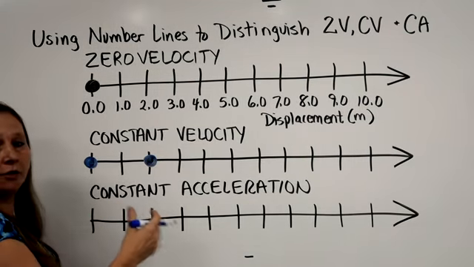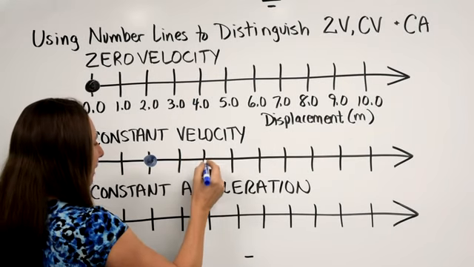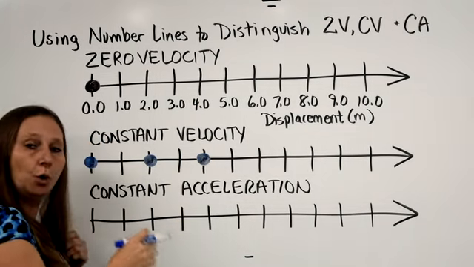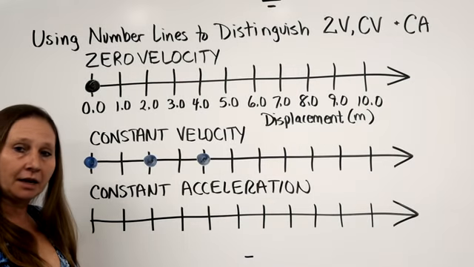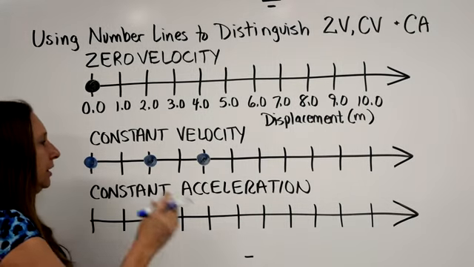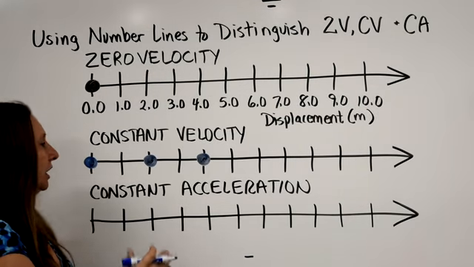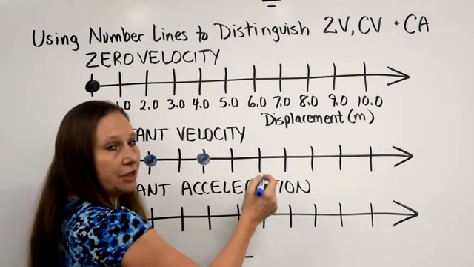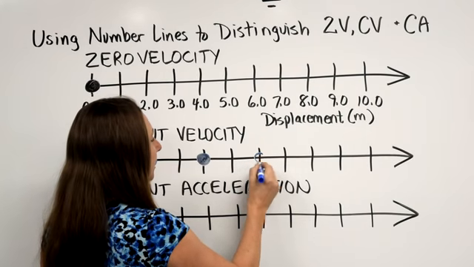And after another second, now the person is at 4 meters. This person is going 2 meters every second. He's not going faster. He's not going slower. He's going at the same constant velocity. That's why these are evenly spaced. And after the 3rd second, all right, he's going to be at 6 meters.